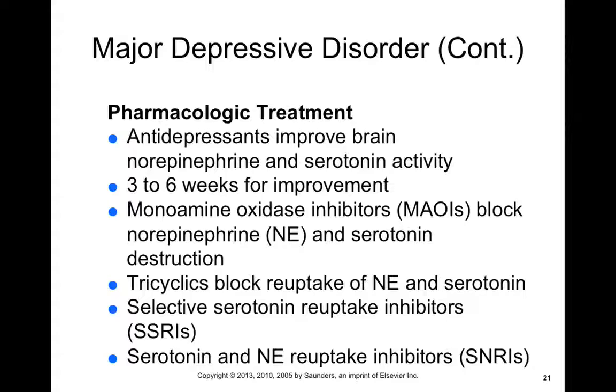Now, we use different types of antidepressants. There's monoamine oxidase inhibitors, which block norepinephrine and serotonin destruction. And if you block the destruction of these neurotransmitters, they stay in the synapse longer and therefore have a stronger effect. We have tricyclics, which block the reuptake of norepinephrine and serotonin. So instead of blocking their breakdown, that just blocks their reuptake. So again, they stay in the synapse longer.